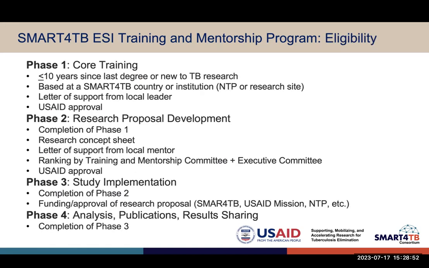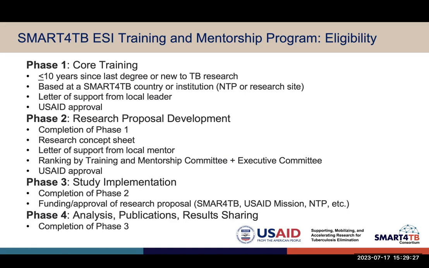So a little bit more detail about the eligibility. You're all in the phase 1 core training program. So you've qualified already, and you're here because you've had 10 years or less since your last degree, or are new to TB research, that you're based in a country that's prepared to be part of SMART for TB, or an institution that's going to be conducting SMART for TB research. You've got support from one of your local leaders, and then USAID approval for your participation.